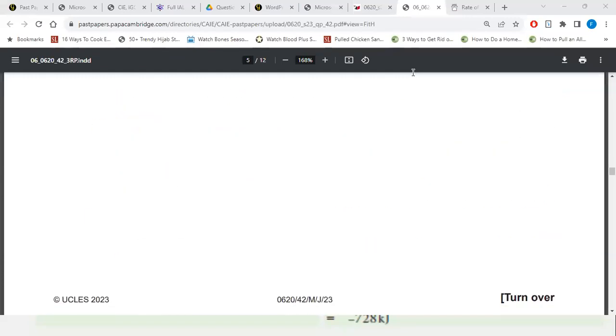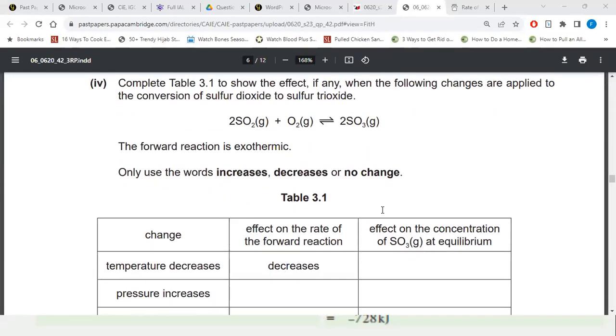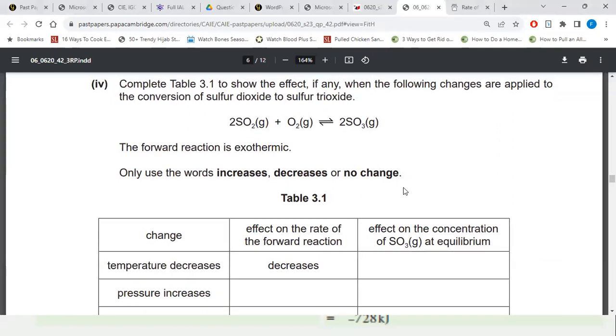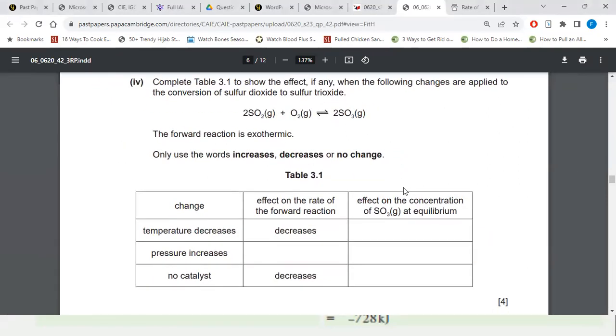That's not your topic. Now, complete table 3.1 to show the effect, if any, when the following changes are applied to the conversion of sulfur dioxide to sulfur trioxide. The forward reaction is exothermic. Only use the words increase, decrease, or no change. So let's take a look.